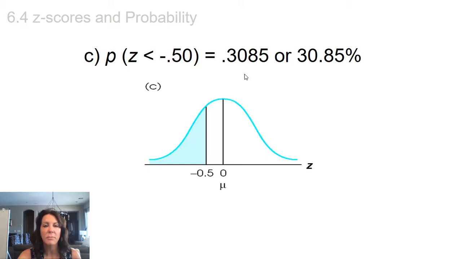So if you look at column C, you find 0.3085. That means that there is a probability of 0.3085 of selecting one score from this distribution that is less than negative 0.5. Or we might multiply it by 100 and say that there's a 30.85% chance that you would randomly draw a score less than a z-score of negative 0.5 in the distribution.